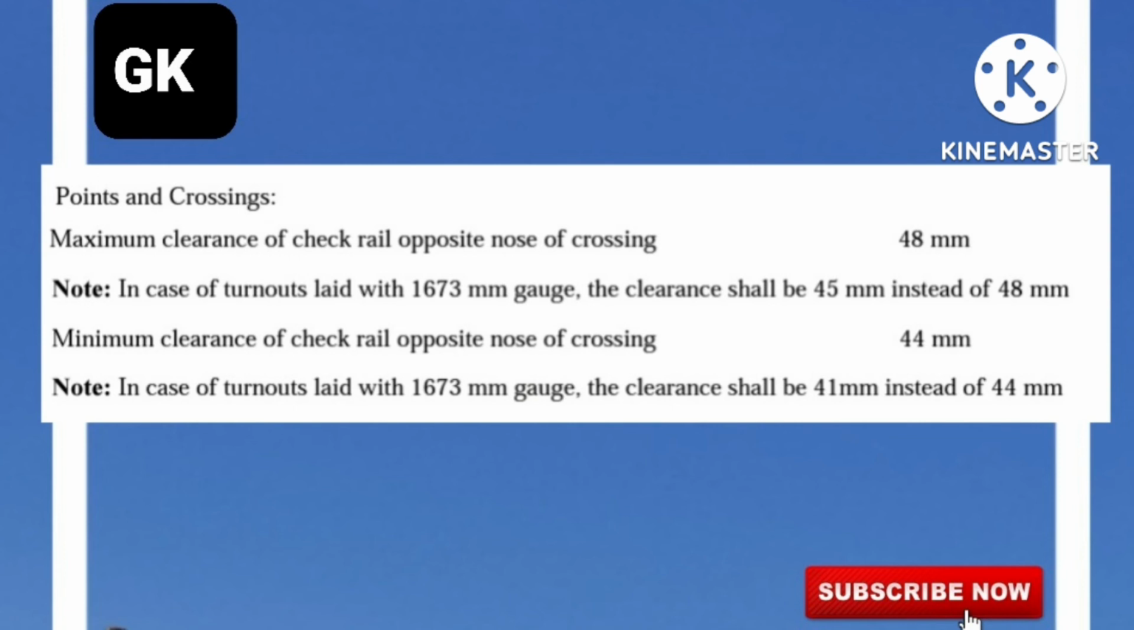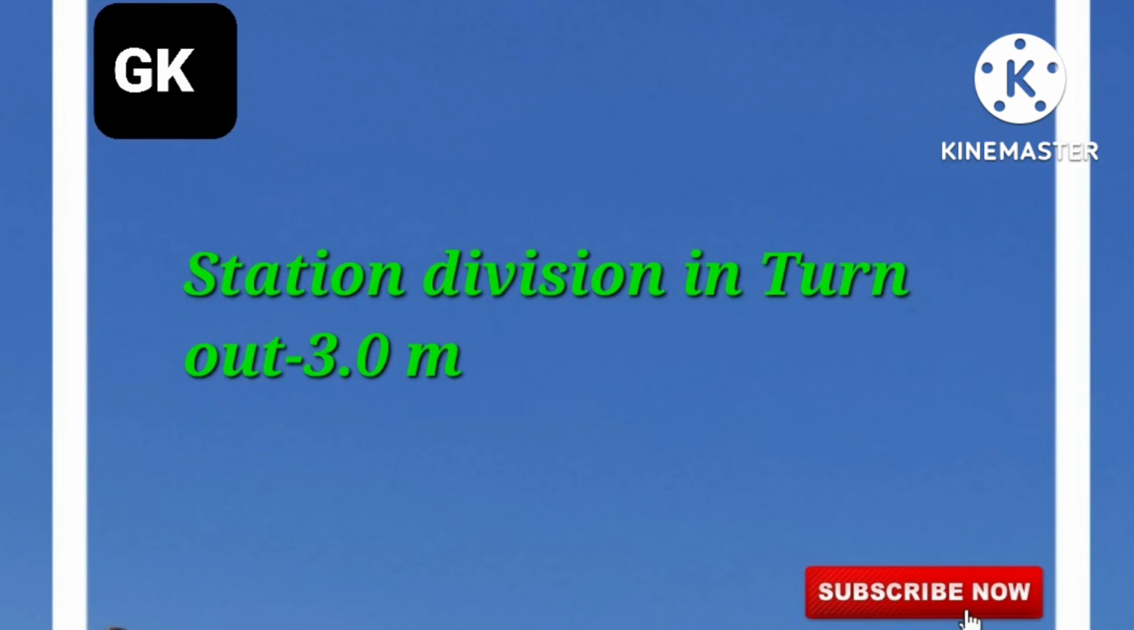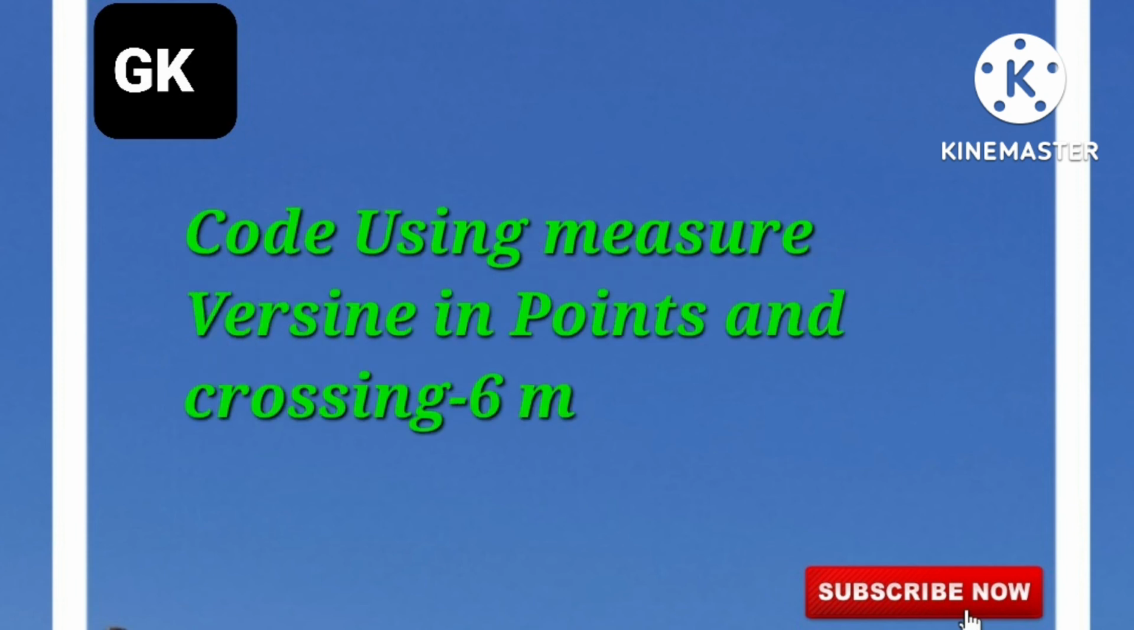In case of turnout laid with 1673 mm gauge, the clearance shall be 41 mm instead of 44 mm. Depending upon the laying of the turnout, check rail clearance may be changed. Division in turnout: 3 meter. Code used for measuring in points and crossing: 6 meter code.